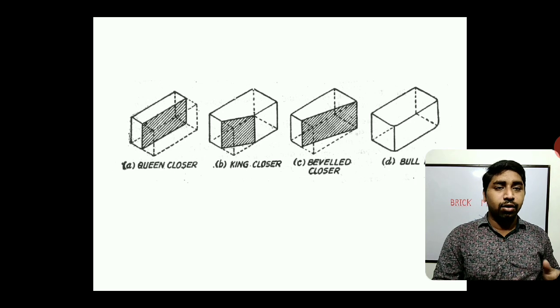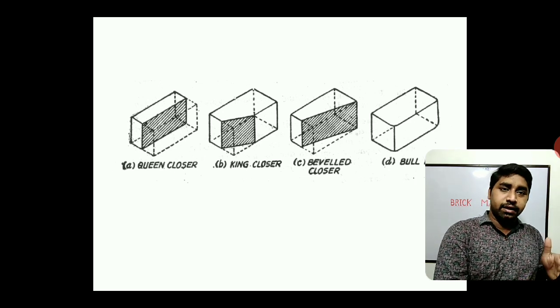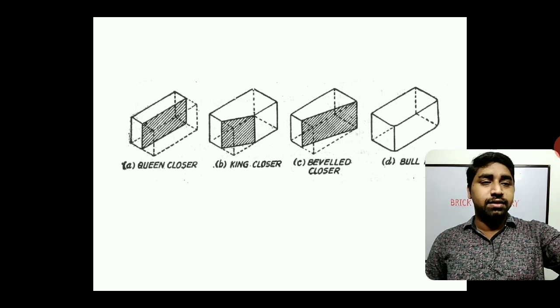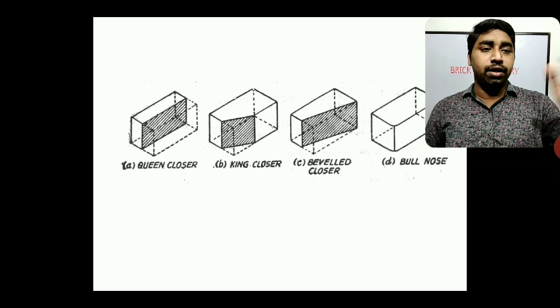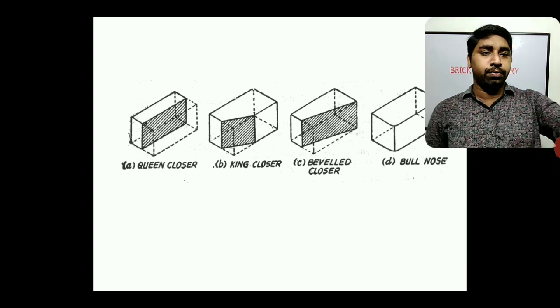Next, beveled closure means completely from one tip to another tip. If you are cutting in the diagonal direction, then it is called beveled closure. And bull nose means corners will be rounded. If the corners are rounded for a brick, then it is called bull nose brick.